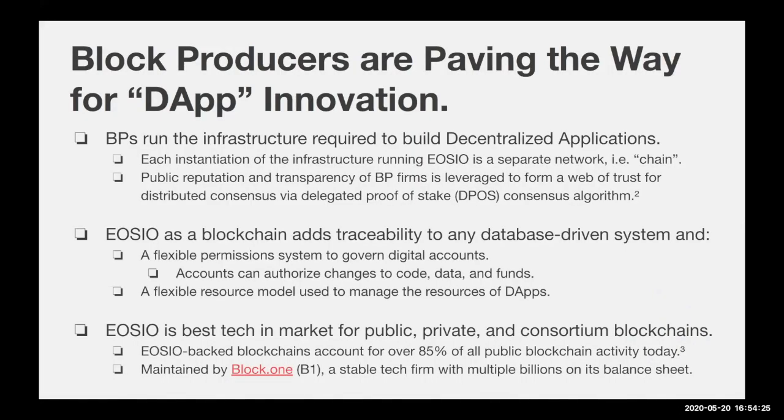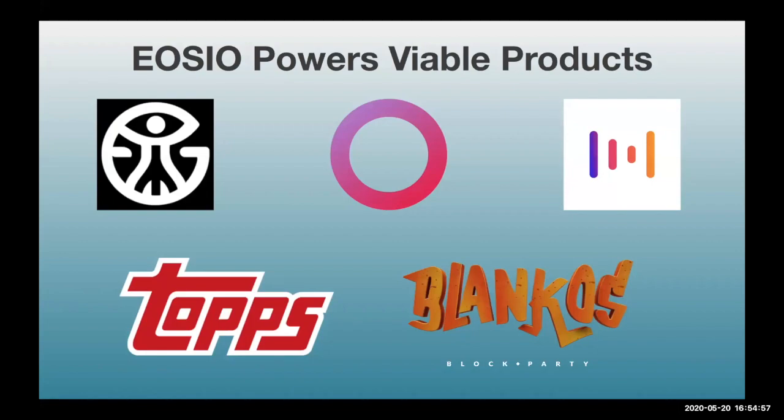So we need this, like I said earlier, so we can build dApps. And I'm not going to get too deep into this because I covered some of it, but EOSIO-backed blockchains account for over 85% of all public blockchain activity today. That's quite the statement. And B1 has a few billions, so they can afford to keep maintaining it. And we've got some cool products coming down the line.